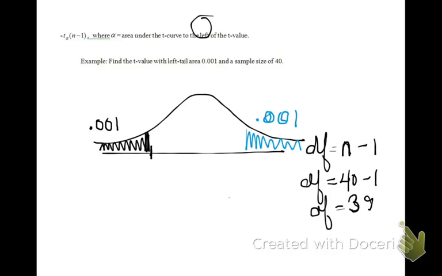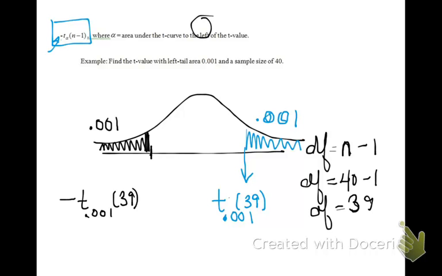By symmetry, the t sub alpha of n-1 degrees of freedom is positive on the upper end. So if we want to find the lower end t-value, we'll just change the sign. I'm basically saying put a negative in front of that t-value that you look up. Let's go to the table.